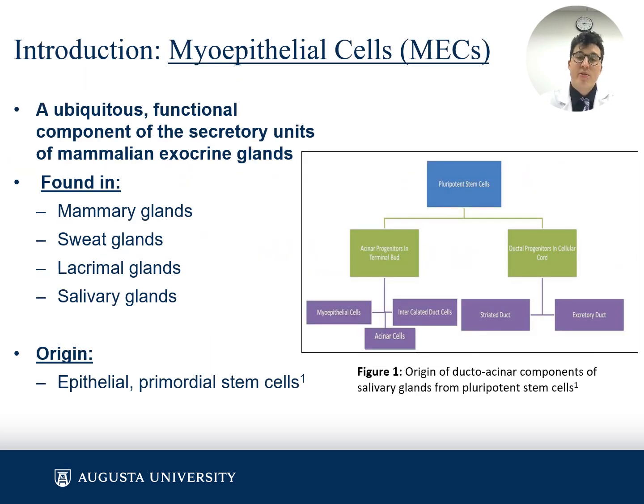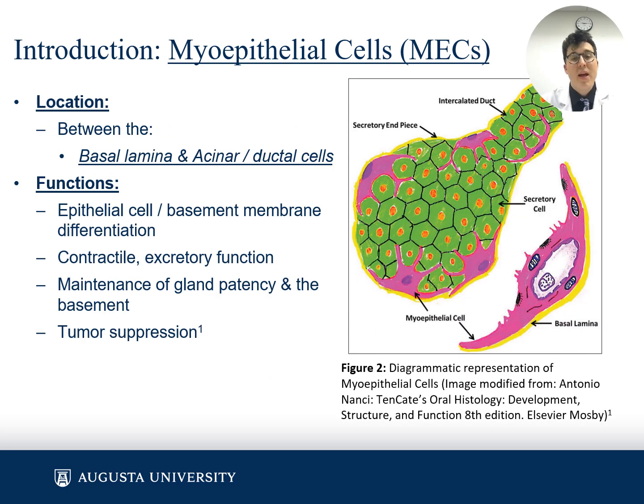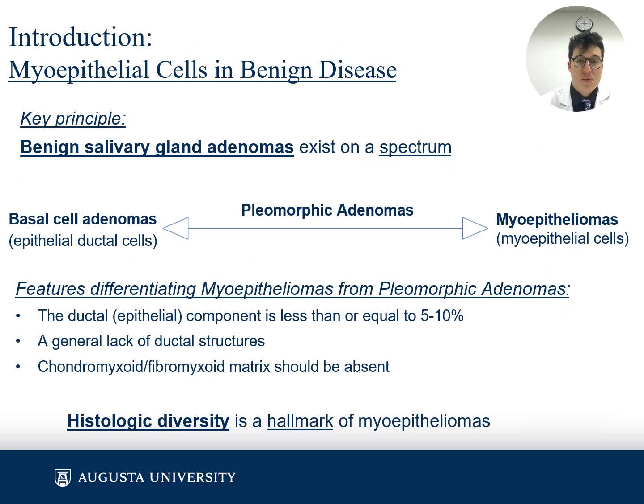With regards to myoepithelial cells in health, they are a ubiquitous functional component of mammalian exocrine glands found all over the body. They are epithelial in origin, and they are located between the basal lamina and the acinar/ductal cells. Their main function is contractile, helping glands excrete whatever substance they're producing, but they also have numerous other functions.